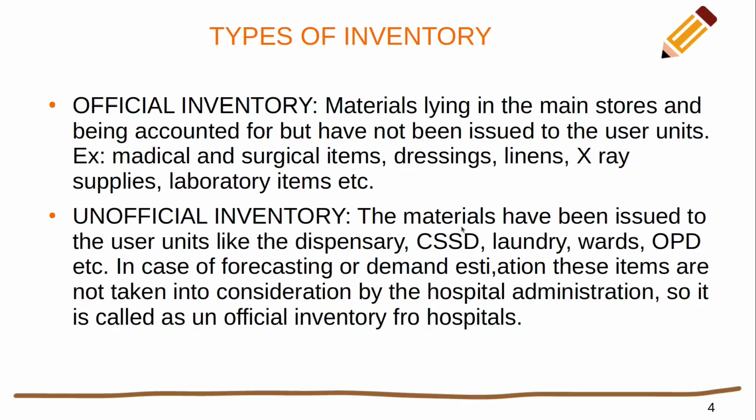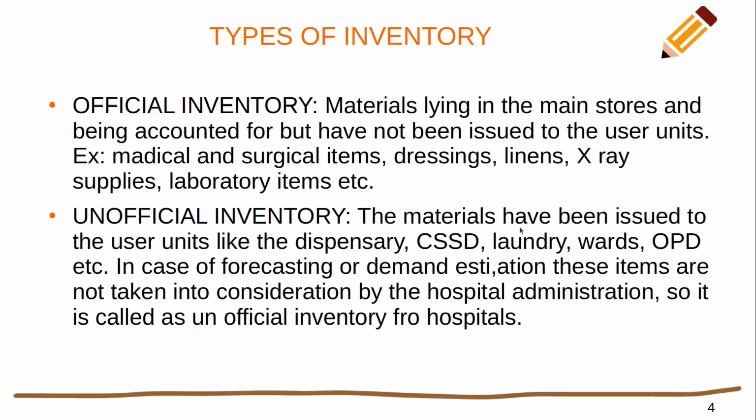Unofficial inventory: the material that has been issued to the user units like the dispensary, CSSD, central sterilization supplies department, laundry, wards, OPD, etc. In case of forecasting or demand estimation, these items are not taken into consideration by the hospital administration. So it is called an unofficial inventory for the hospitals.